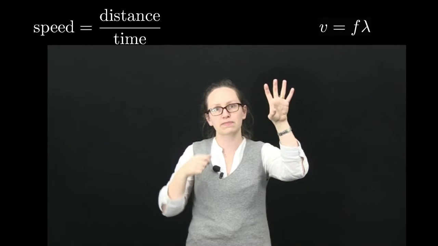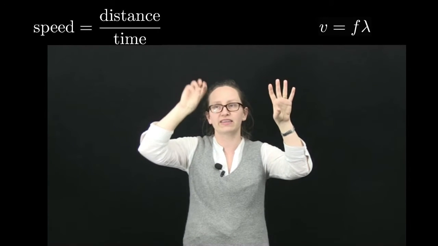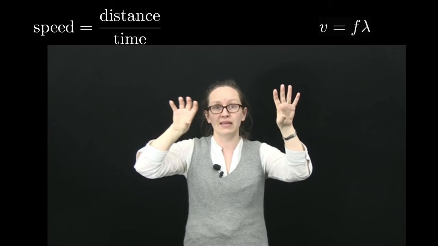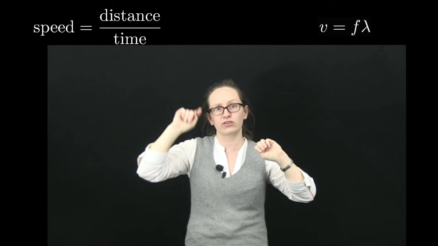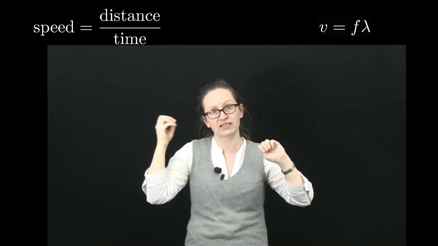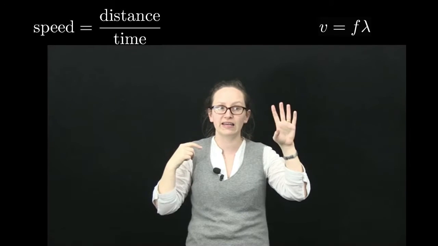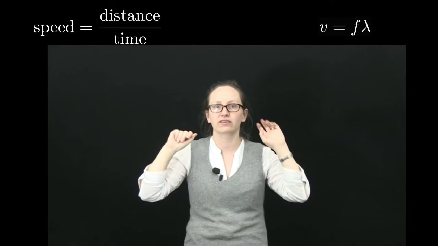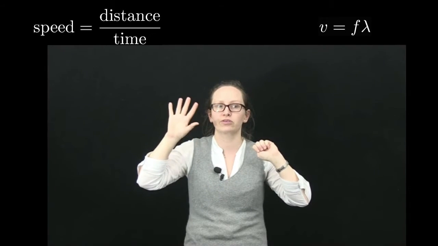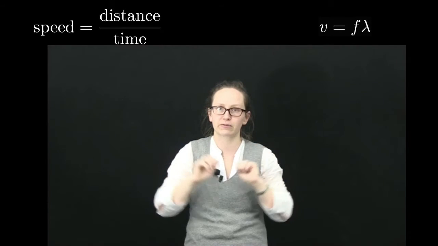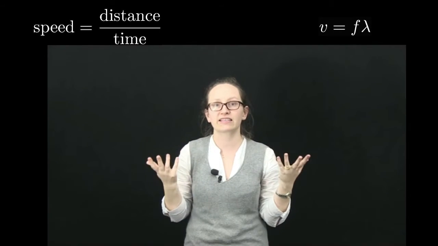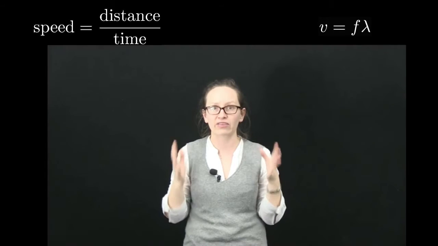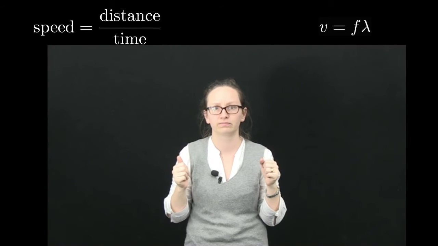So we have that the speed is equal to 1 wavelength divided by 1 period. Now the inverse of a period is just the frequency. So this leads us to v is equal to f lambda. The velocity of the wave is equal to the wavelength times the frequency. Let's do an example now where we'll work out the speed of a wave.